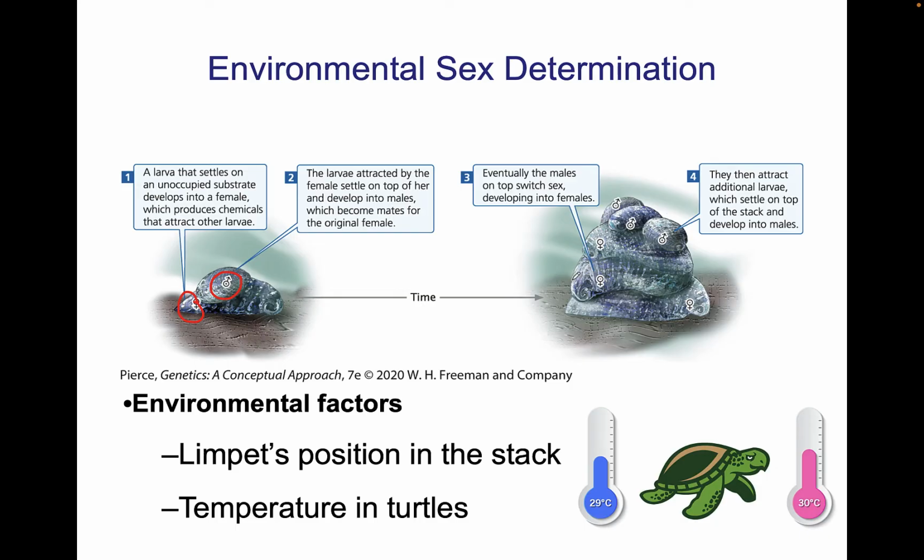Eventually, the male on the top is going to switch sex, developing into a female to attract other larvae to come and settle on top to develop into male. So that's what you see here. But I want to point out that this is environmentally regulated as well. This type of sexual development would be considered sequential hermaphrodism. This is where you can have them toggle between male and female, not at the same time, but they can go back and forth between male and female.